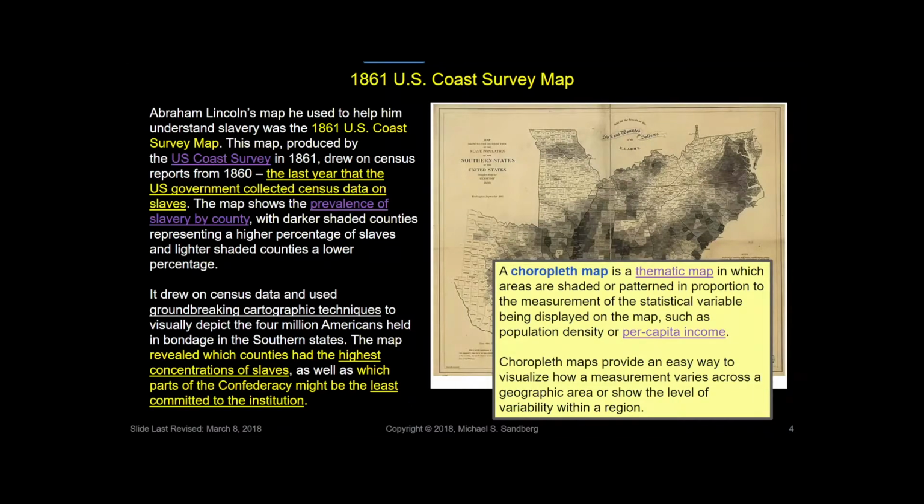And I just wanted to point out what we all know this as today, a choropleth map, which are thematic maps in which areas are shaded or patterned in proportion to the measurements of the statistical variables. In this case, it's population density of slaves. It could be per capita income. And choropleth maps provide us an easy visual way of measuring variety across geographic areas, as well as showing the variability of a region.